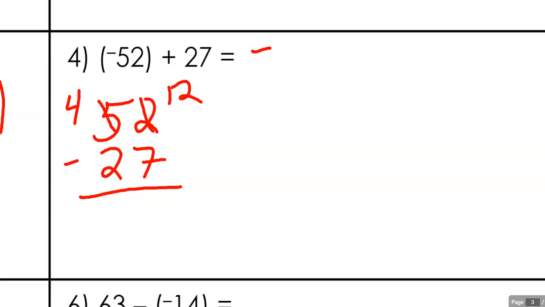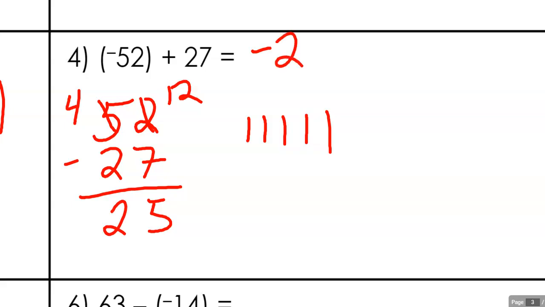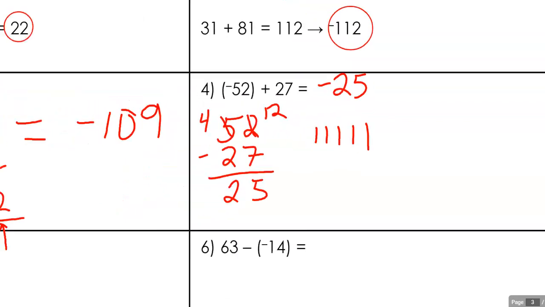Let me show you. 8, 9, 10, 11, 12. How many sticks is that? It's 5. I have to model that, so you can see it. All right. So now we have 4 minus 2. 4 minus 2 is going to be 2. Okay. All right. So what do we get here? A negative 25 is our answer. All right. So that's how you do those particular type of problems.